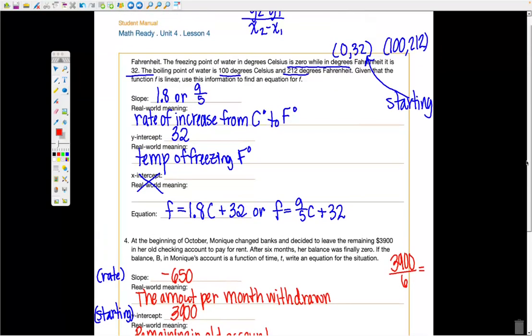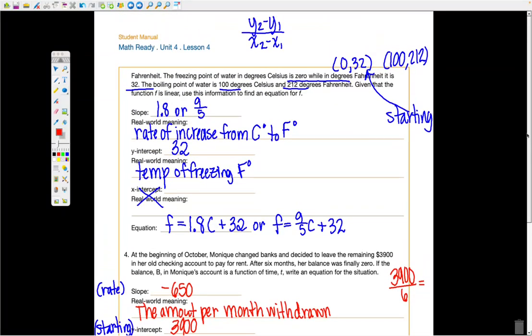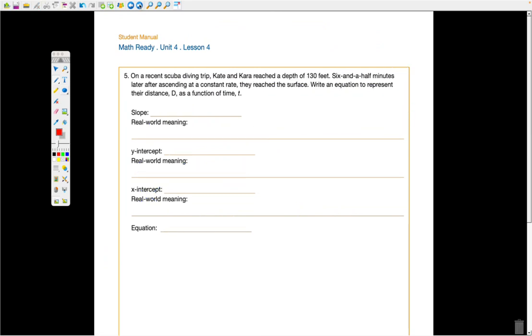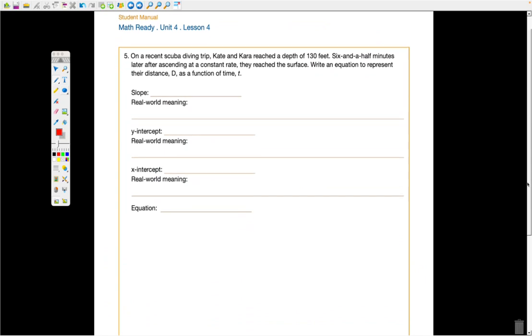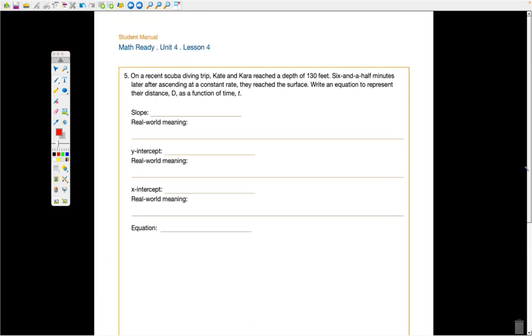Is this making a little bit more sense? Little. I love it. It's just a little. So there's one last one. I'd like for you to try that one on your own.